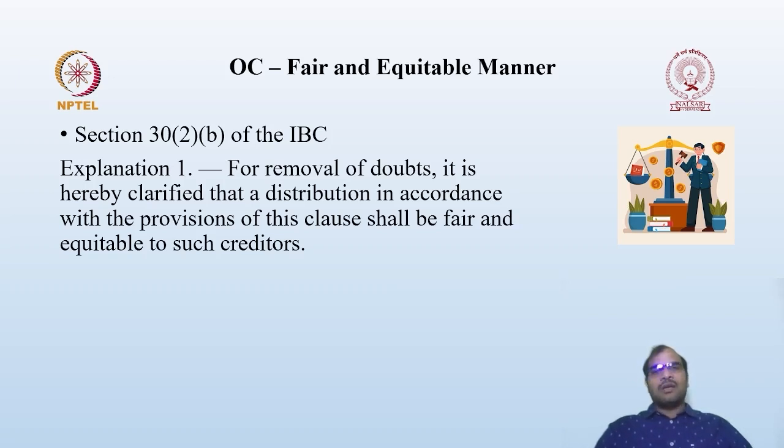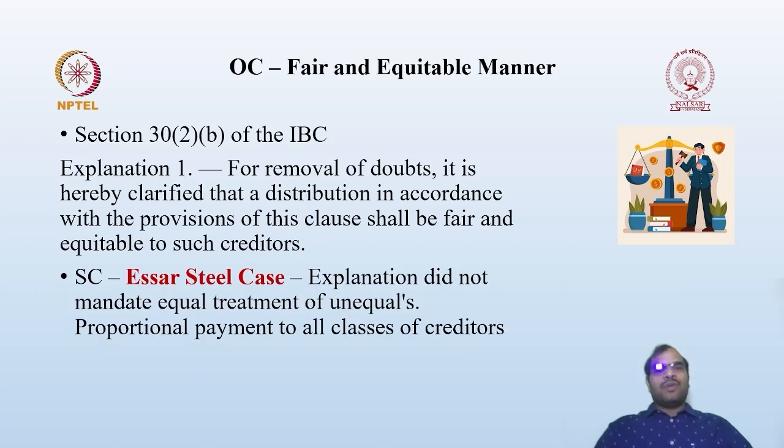Whenever you are distributing in accordance with section 30, it should be fair and equitable. In the SR Steel case law, the Supreme Court held that the explanation did not mandate equal treatment. If you look at explanation one, for the removal of doubts, it is hereby clarified that a distribution in accordance with the provision of this clause shall be in a fair and equitable manner.